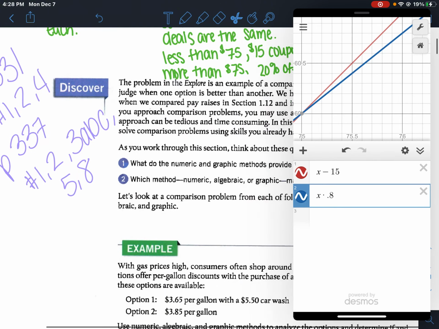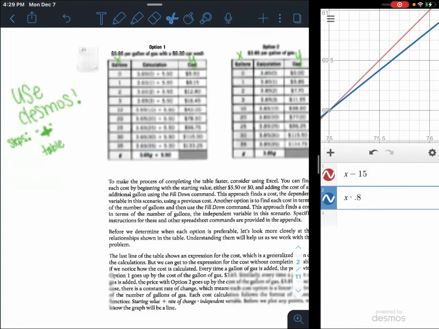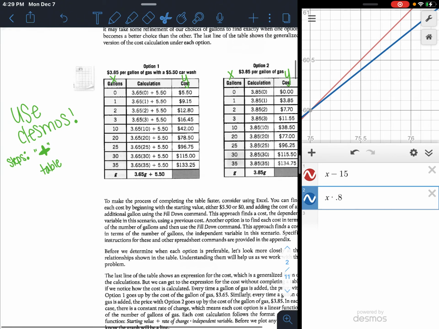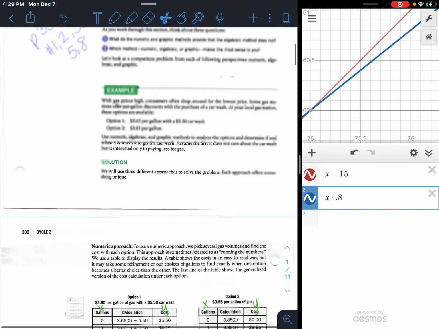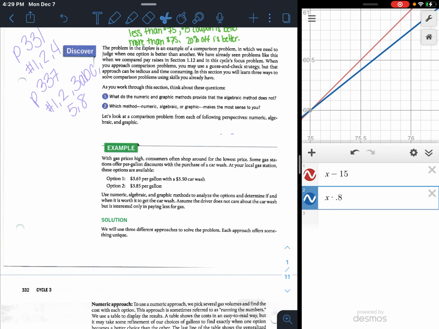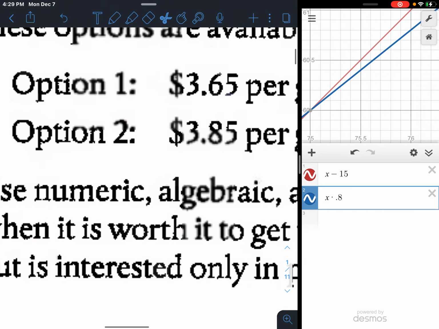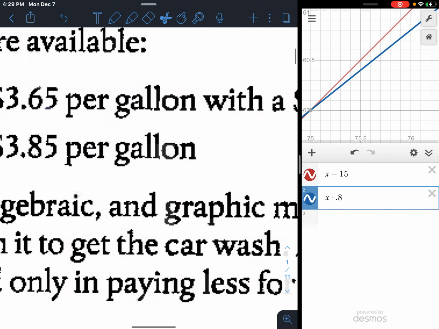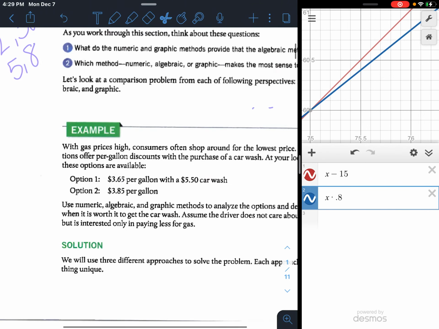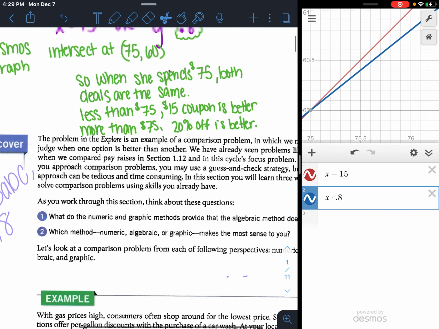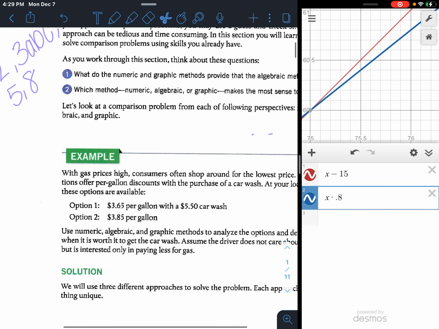We're doing number 2 next. Okay. Oops. I don't think Desmos is going away today. Okay. There's a huge, long example here on different ways to solve. You can solve numerically, algebraic, or graphically. Okay, so same thing, similar to this problem here. We have our two equations.